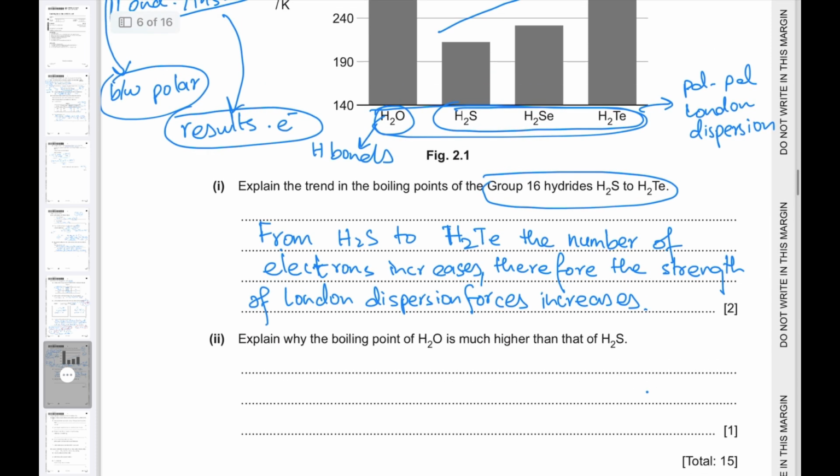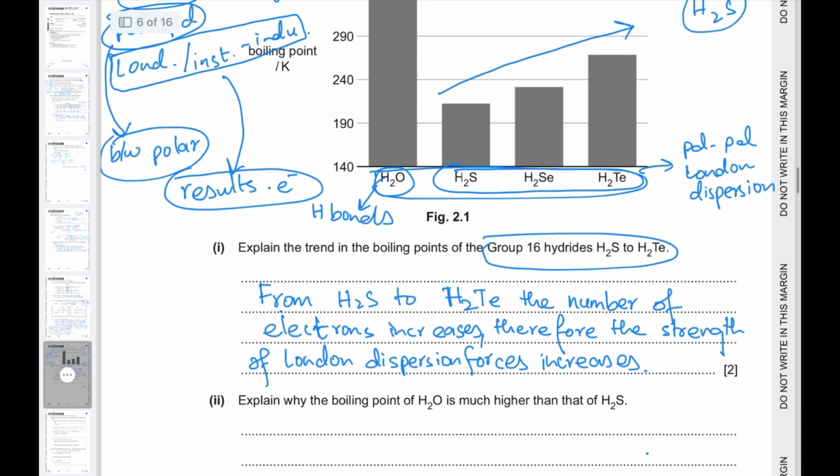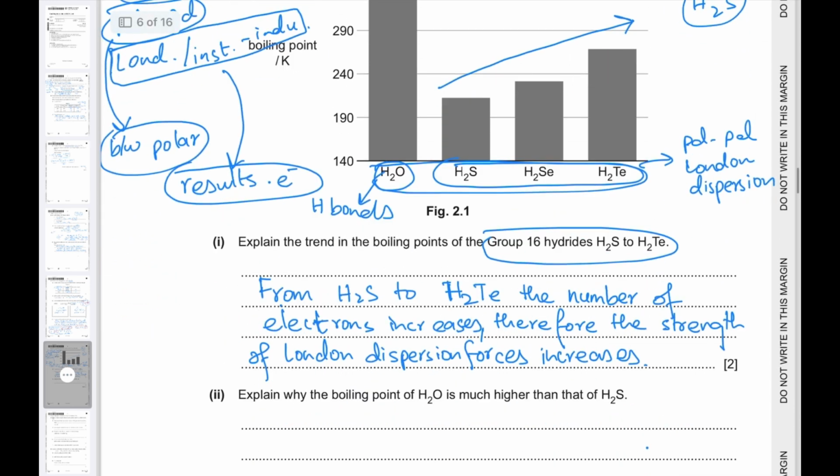Explain why the boiling point of water is much higher than that of sulfur hydride. Once again, the molecules of water involve hydrogen bonding, whereas the other hydrides do not. And hydrogen bonding is the strongest intermolecular force of attraction.